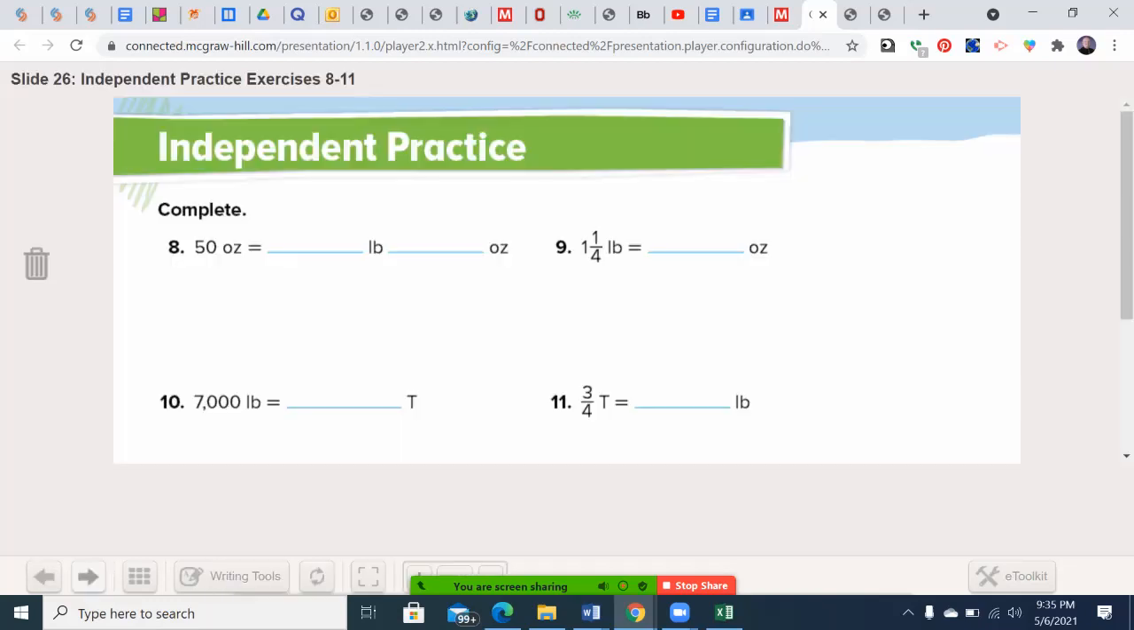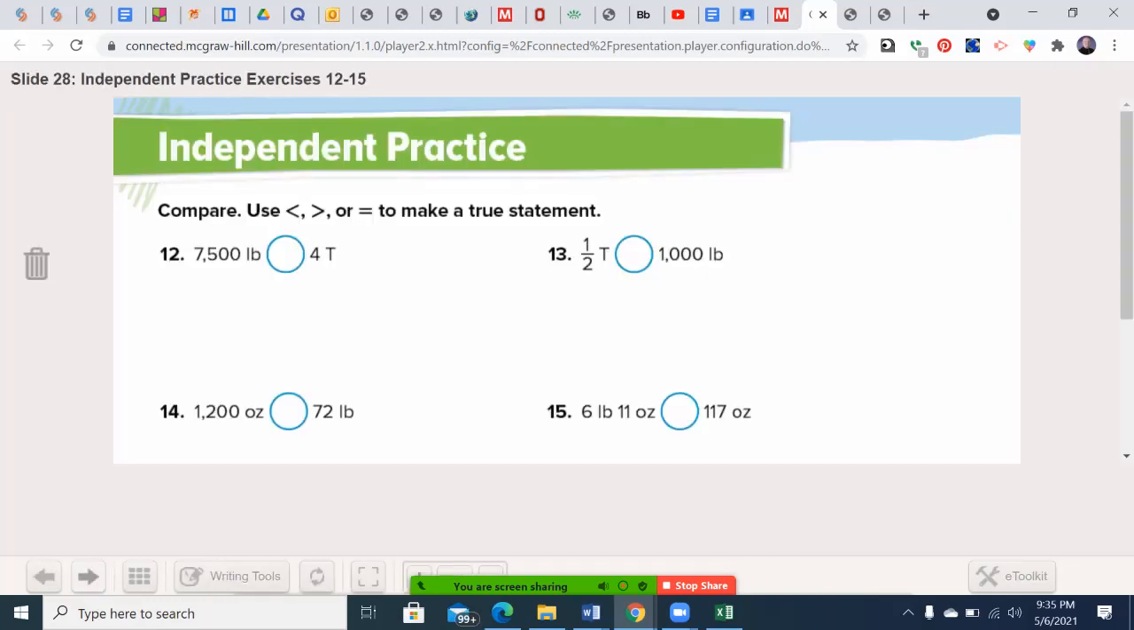Let's bounce down the list just a little bit. And I'd like you to do these 4 problems, numbers 12, 13, 14, and 15. Pause the video and I'll see you on the other side. Welcome back. Let's see how you did. 4 tons is greater than 7,500 pounds. Half a ton is equal to 1,000 pounds. 1,200 ounces is greater than 72 pounds. And 6 pounds, 11 ounces is less than 117 ounces.